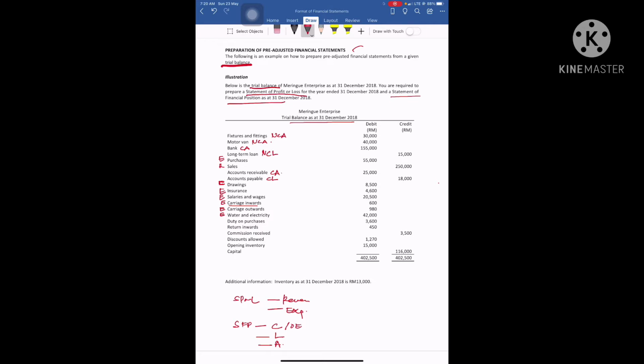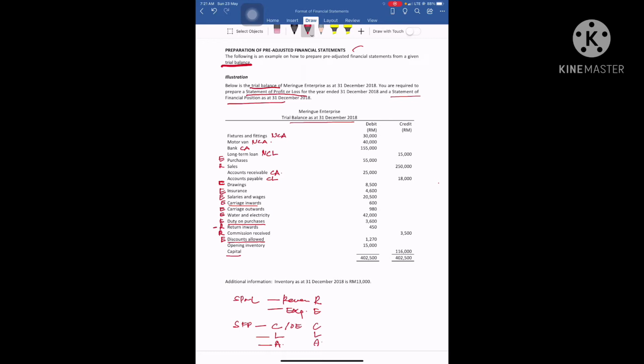Duty on purchases is also our expense, but this one we put together inside the cost of goods sold. Return inward will reduce our revenue, because our customer returned goods to our company. Commission received is our revenue. Discount allowed is actually our expense, but this one we put together inside cost of goods sold. Opening capital is our capital. So now we have already categorized under revenue, expenses, and then capital, liability, and asset.